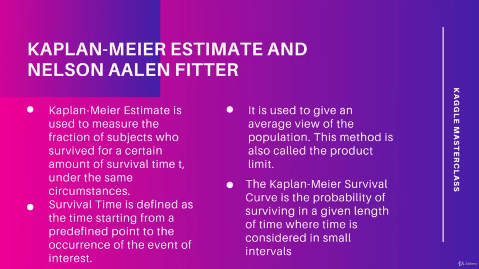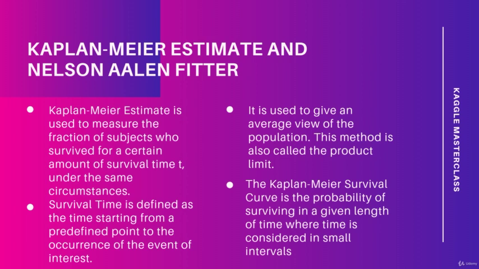Kaplan-Meier estimation is used to measure the fraction of subjects who survived for a certain amount of survival time t under the same circumstances. It is used to give an average view of the population. This method is also called the product limit. It allows a table called life table and a graph called survival curve to be produced for a better view of the population at risk.